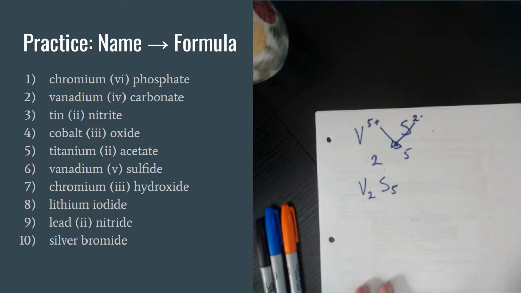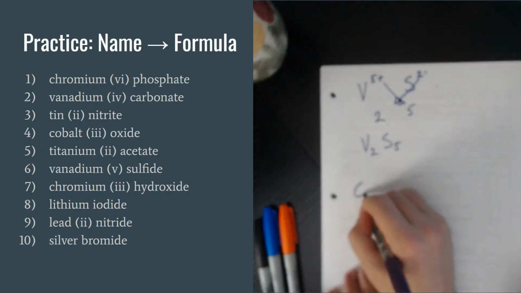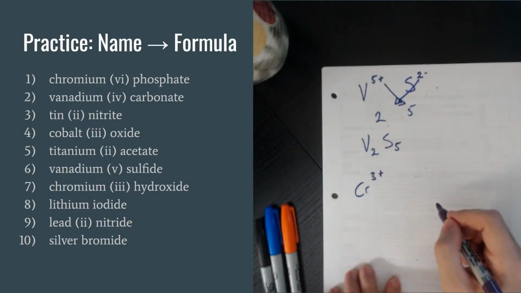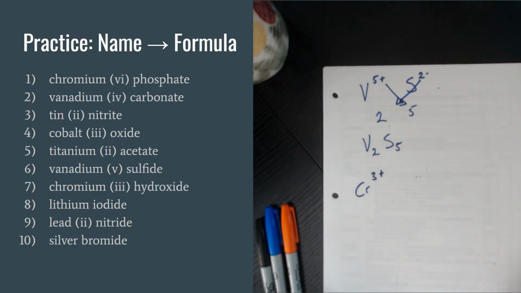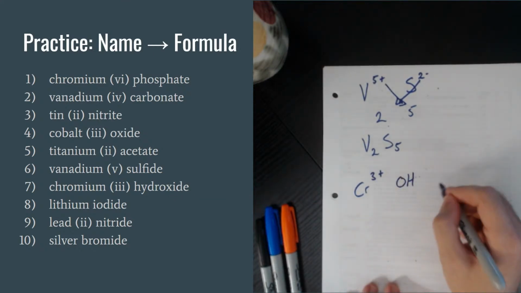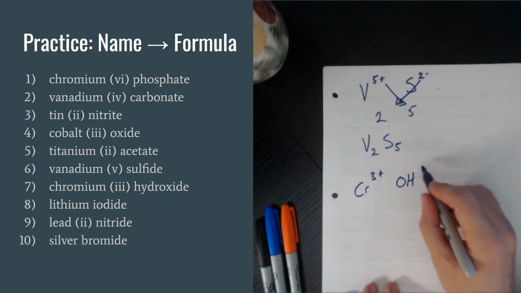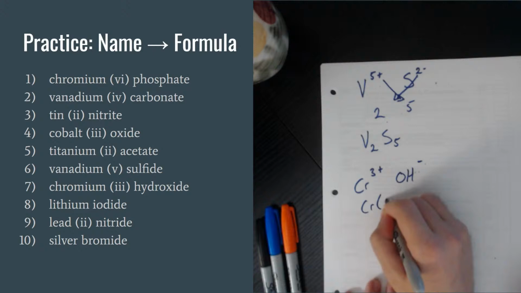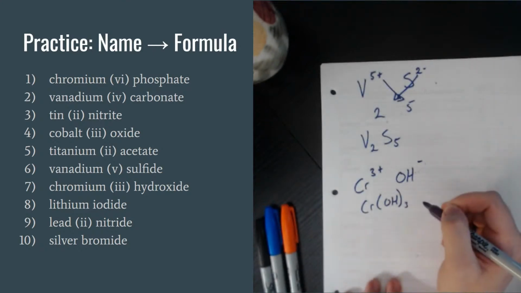Chromium 3 hydroxide. So chromium, again, Cr. This time it has a 3 plus charge. Hydroxide. Okay, don't let the IDE fool you. This is a polyatomic ion. It's one of the 3 I pointed out. And a way to remember this, hydro means hydrogen, oxide means oxygen. So hydroxide is OH. In terms of the charge, 1 minus, just something you'll have to remember. So this is Cr(OH)3.